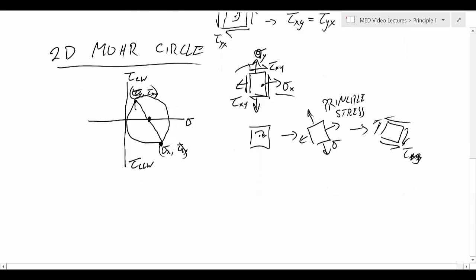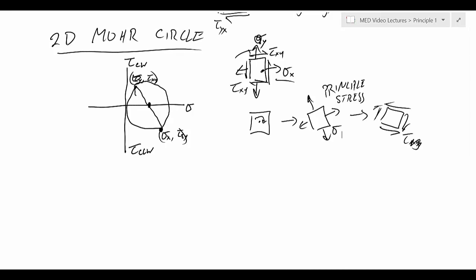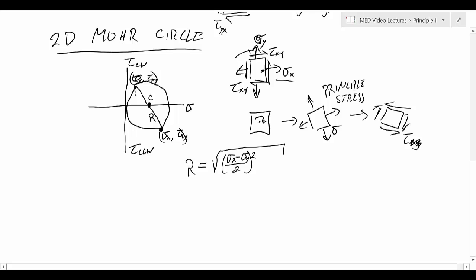So Mohr circle, like all circles, is defined with two elements. There is a radius, r, and a center point, c. So the radius of any Mohr circle is, by Pythagorean theorem here, the square root of sigma x minus sigma y over 2 squared plus tau xy squared. And the center location of that circle is the average, sigma x plus sigma y over 2.